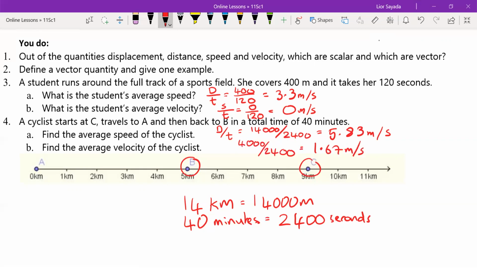Velocity is what type of quantity? It's vector. So what do you need to include? A direction. So if they started at C and they're now at B, what direction are they compared to where they started? What direction have they moved in overall? The answer is to the left.